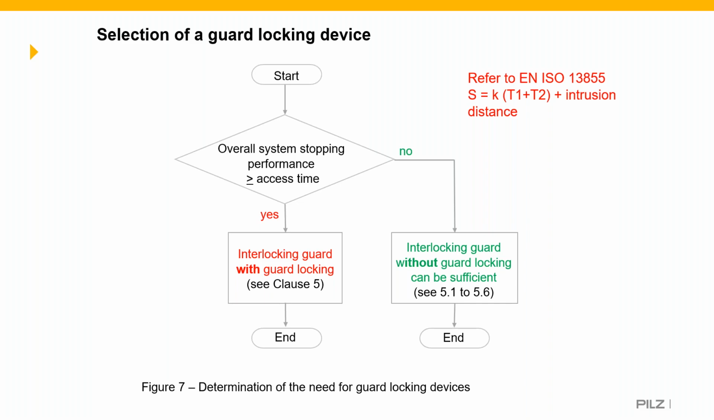And again, if we use the flow chart, if the operating system stopping performance is greater than the access time, then we would use interlocking guard with guard locking. So it may be a mixer with, I don't know, rundown time, inertia. You need to wait for that to stop before you can actually open the interlock guard. So the guard remains closed and locked until the risk due to the hazardous machine movements has disappeared, and the hazardous machine functions cannot operate until the guard is closed and locked. And when the guard is closed, the hazardous machine functions cannot start on the closure of the guard itself.